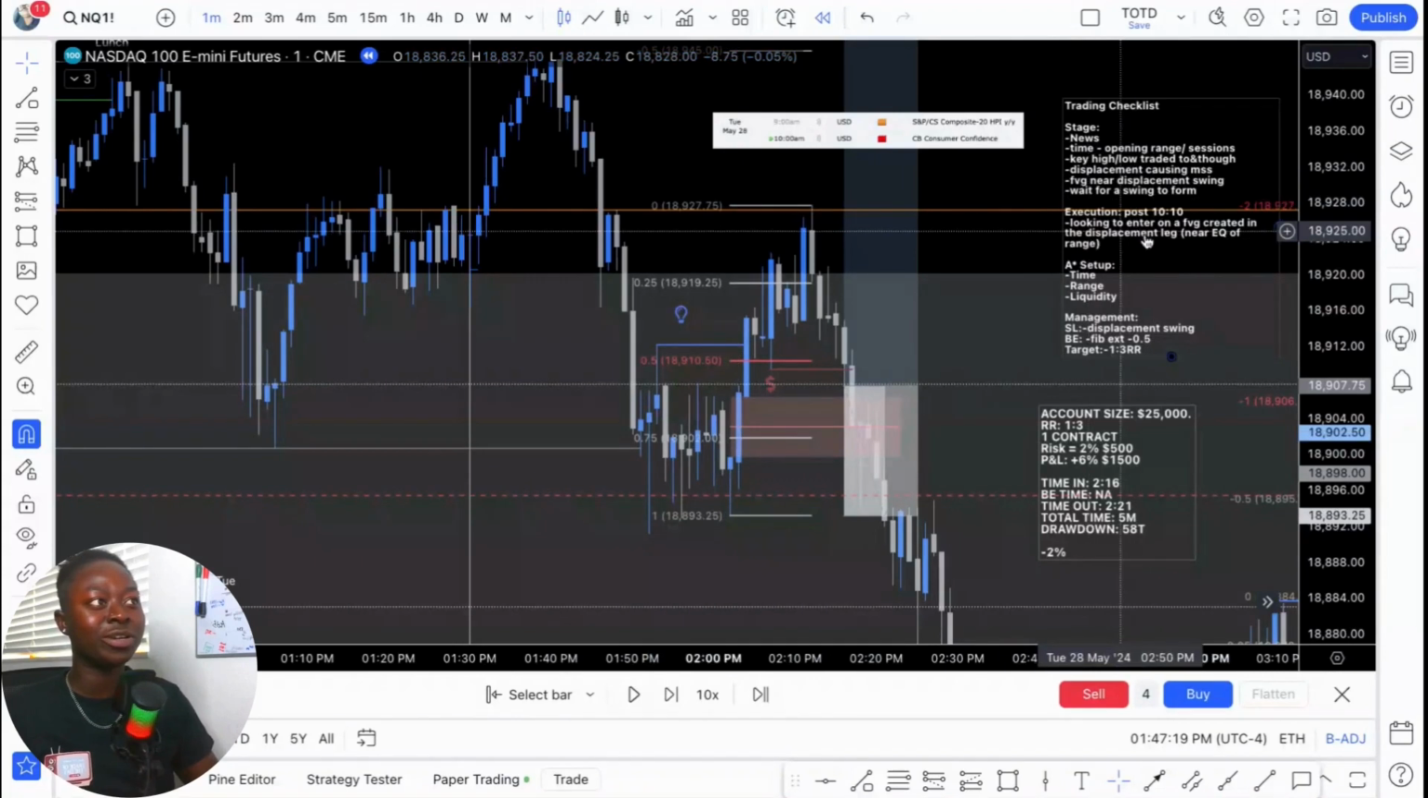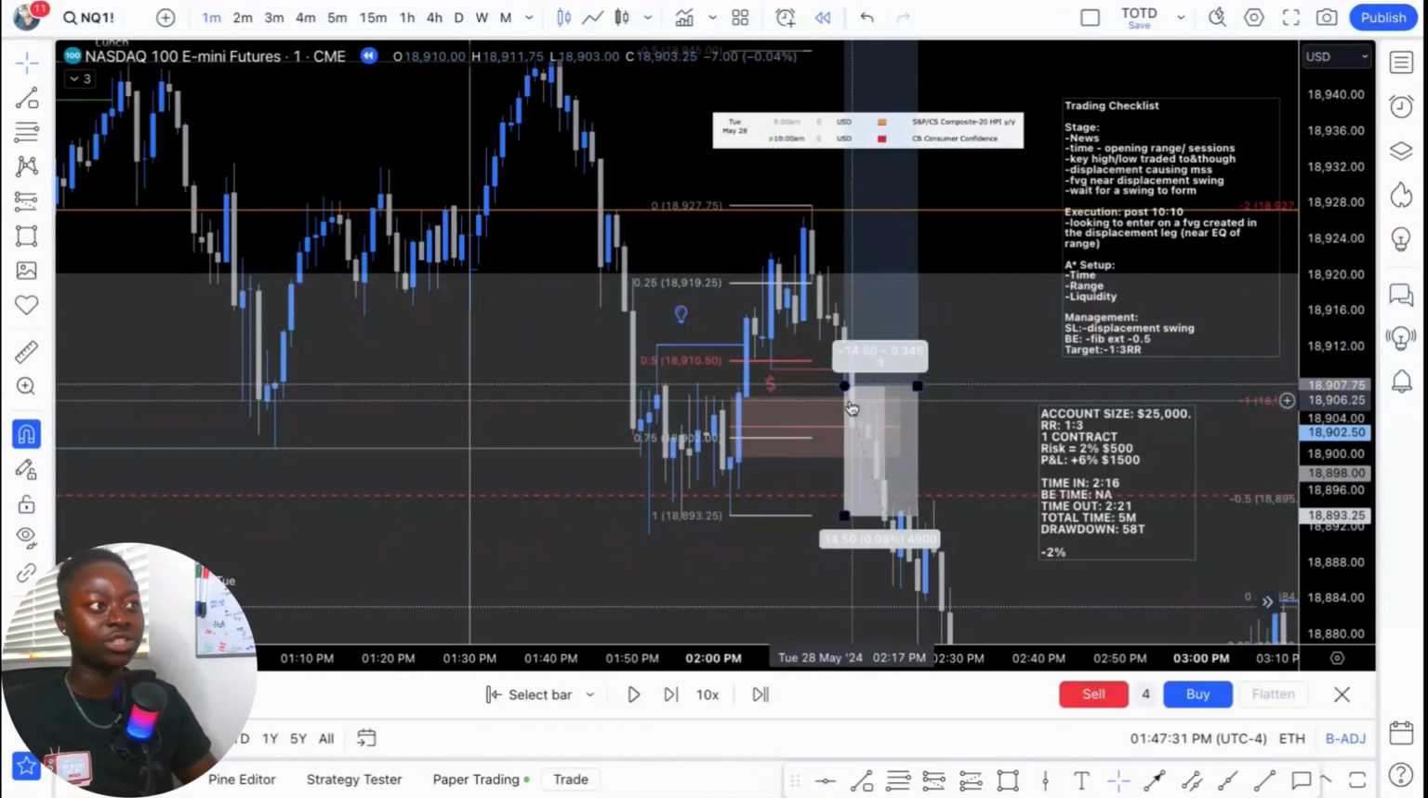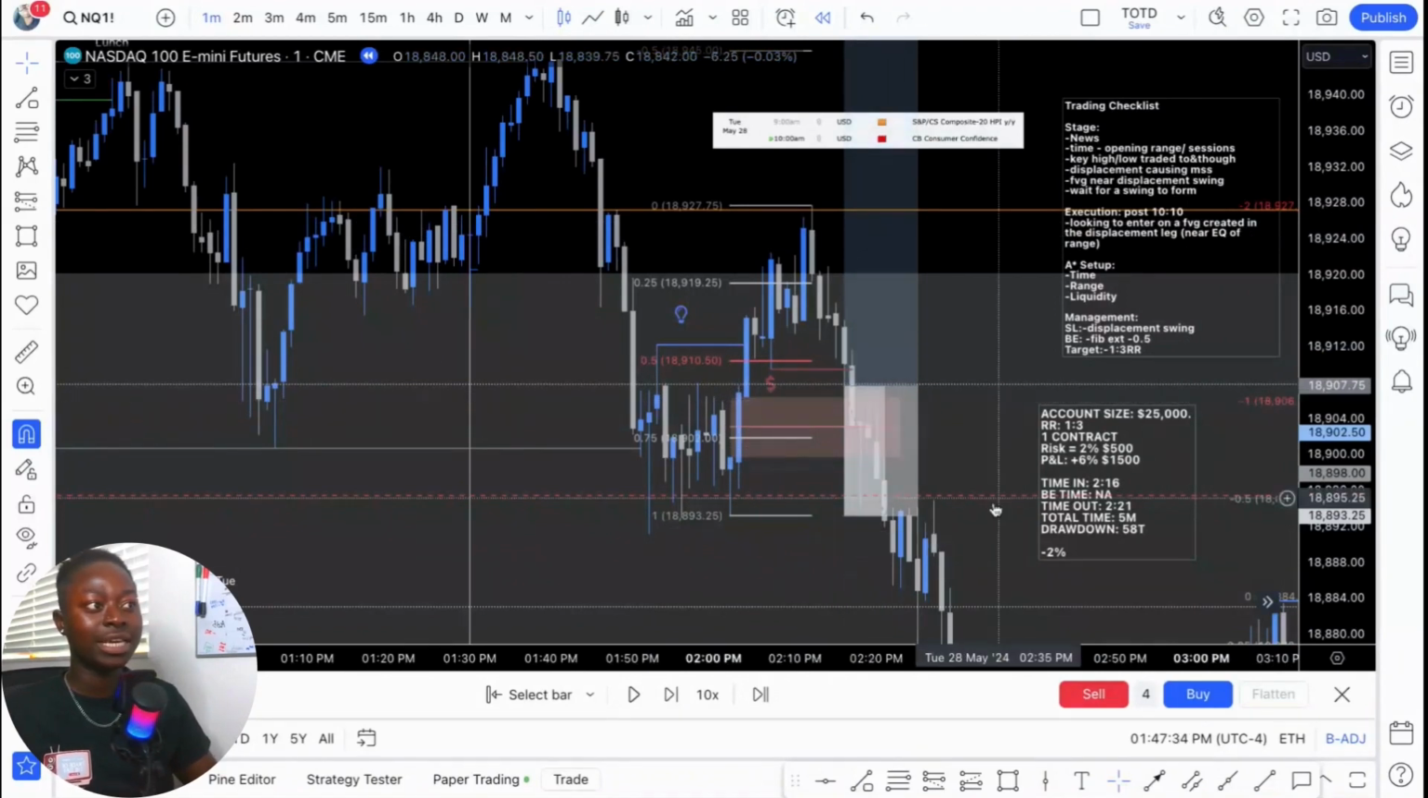For execution, we're looking to enter on the fair value gap created in the displacement leg near the equilibrium of the range. And as you can see, we have a fair value gap right here near the 50%. You would have been tagged in this trade at 216, get taken out of that trade at 221. Total time in that trade was 5 minutes. Drawdown in that trade was 58 ticks for a negative 2%. Even though you took a loss, that's fine. Charge to the game, keep it pushing, part of the game, okay?